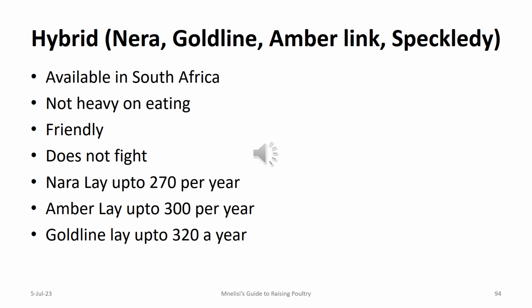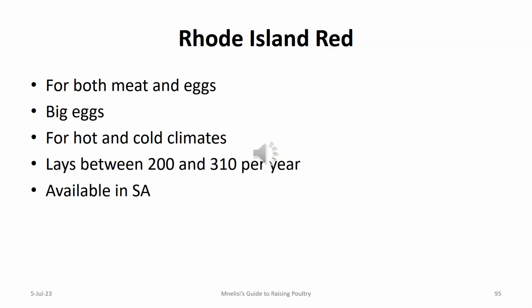Nera will lay up to 270 eggs per year. Amber will lay up to 300 eggs per year. Godline will lay up to 320 eggs a year. Rhode Island Red. This chicken is a layer and a broiler. It lays big eggs. It can do well in both hot and cold climates. It lays between 200 and 310 eggs per year. It is also available in South Africa.